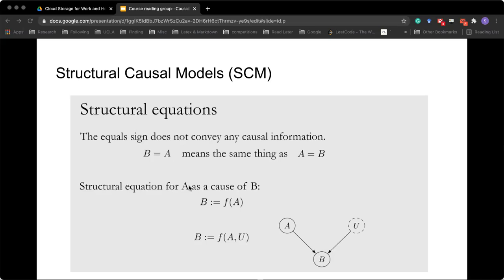So for the structural equation, we define it in this way. Suppose A is a cause of B, then we define that B, okay, I don't know how to read this symbol, but it's a structural equal of a function of A. And this is what we observed. We observe A and we observe B, then we can write down this. And if we only have this A and B, we don't consider the right part, then this is a causal graph. Causal graph only describes what we can observe.